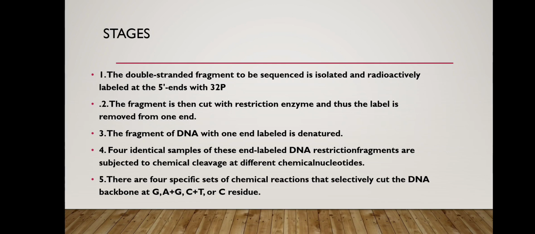Then the stages. The double-stranded fragment to sequence is isolated and radioactively labeled at the 5 end with 32P. The fragment is cut with a restriction enzyme and thus the label is removed from one end. The DNA fragment with one end labeled is then denatured. Four identical samples of these end-labeled DNA restriction fragments are subjected to chemical cleavage at different nucleotides.